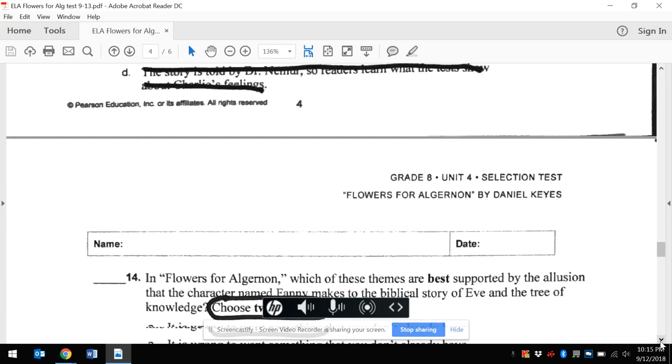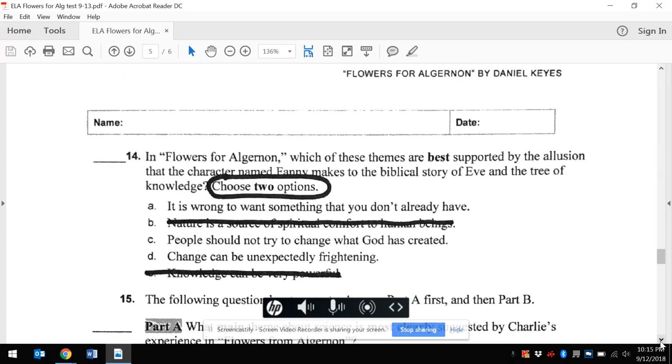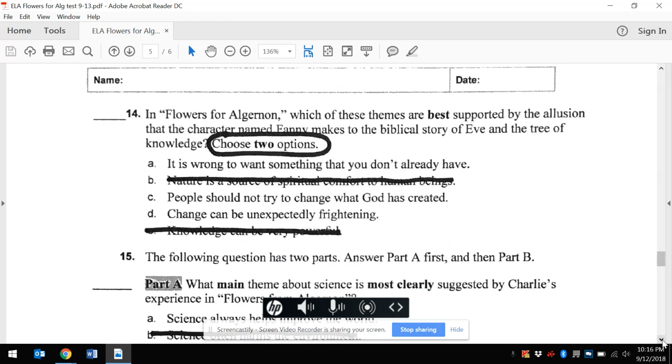Number 14. In Flowers for Algernon, which of these themes are best supported by the allusion that the character named Fanny makes to the biblical story of Eve and the tree of knowledge? Choose two options. It's wrong to want something you don't already have. C. People should not try to change what God has created. D. Change could be unexpectedly frightening. Choose two for that one.